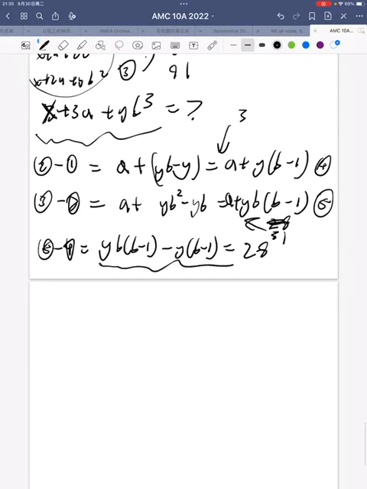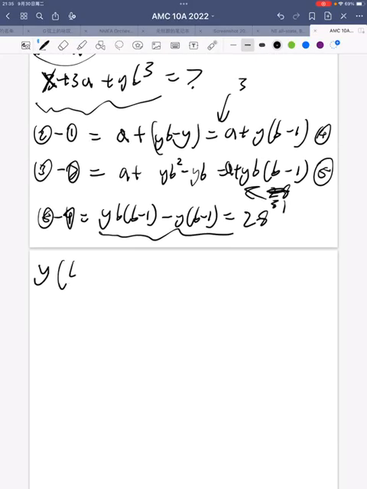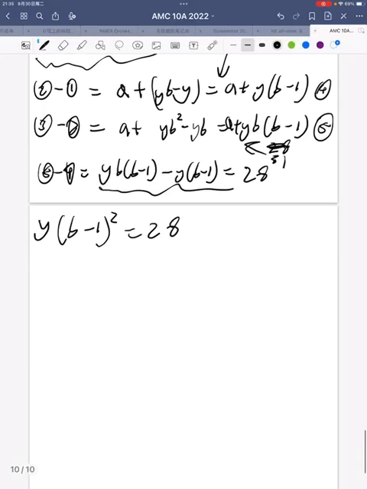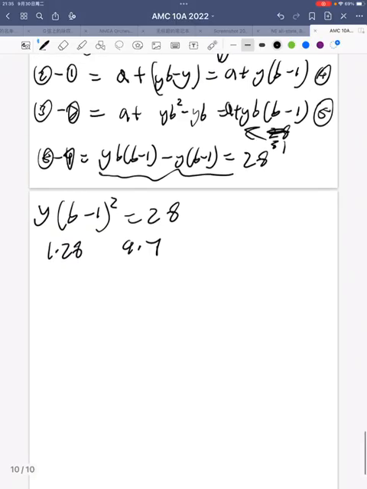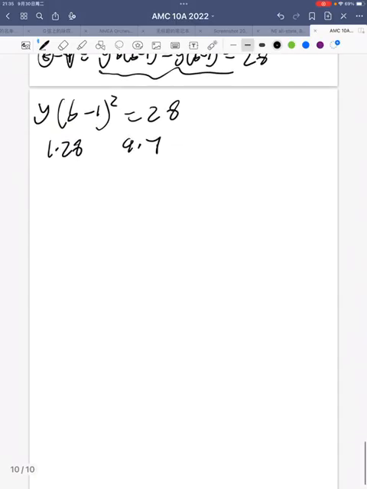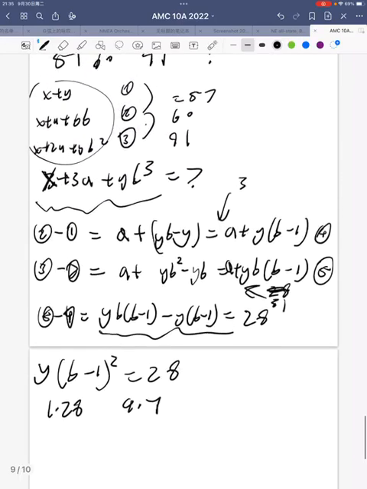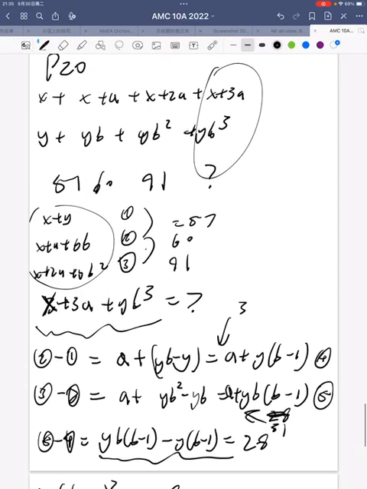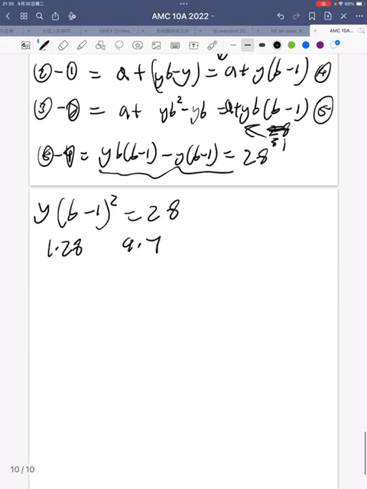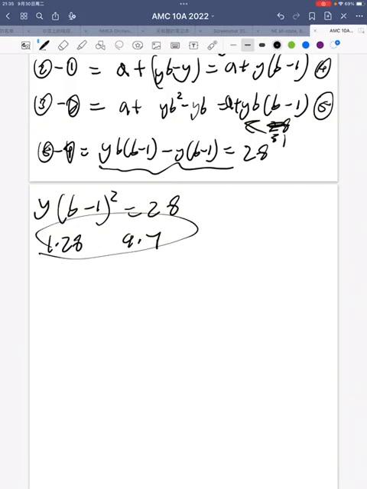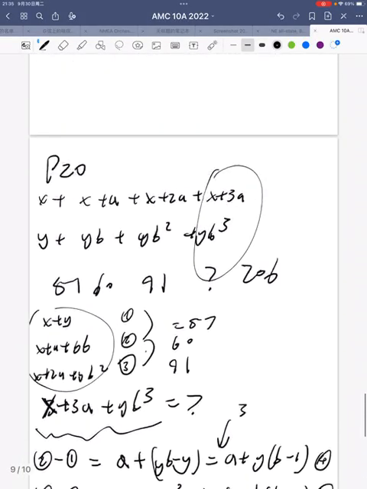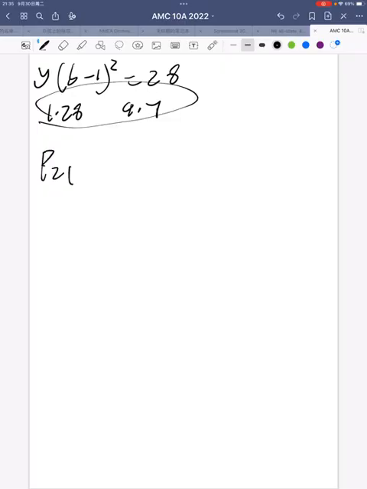And then notice how the bottom equation can be further factored with the distributive property. y times b minus 1 squared is equal to 28. Obviously, there's only 2 squares that are divisors of 28. It's either 1 times 28 or 4 times 7. So just some quick guess and check. We can find that the final answer for the last term is 206. I'm pretty sure you all know how to do that after we reach this step. Now problem number 21.